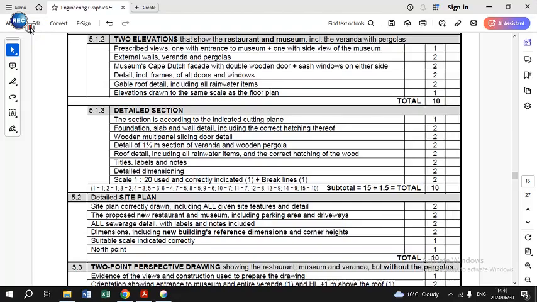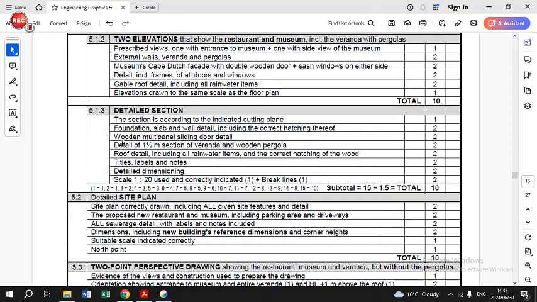The detailed section. All we need to do is to evaluate that against our rubric, which we are going to use for marking purposes. So if you look at the section in accordance with the indicated cutting plane, we've done that. The foundation, slab and wall detail, including the correct hatching, we've done that as well. The wooden multi-panel sliding doors are indicated.